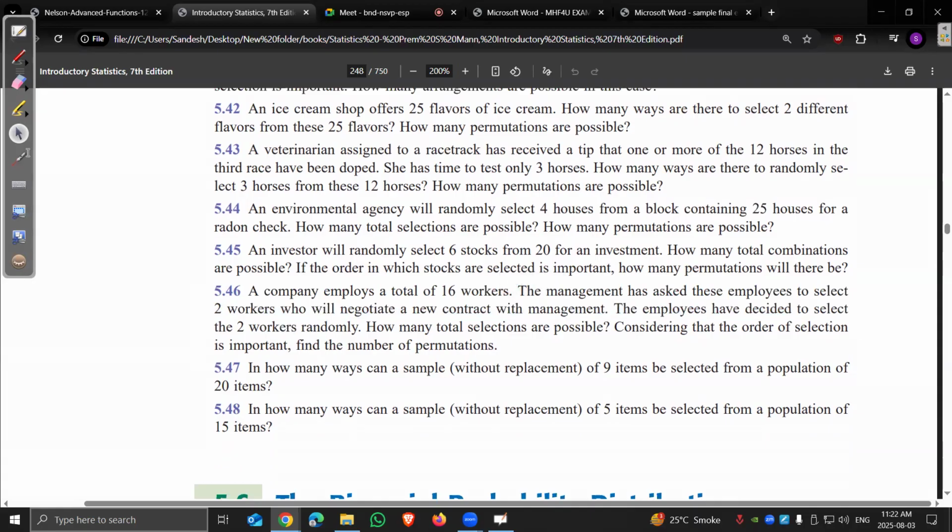In how many ways can a sample without replacement of 9 items be selected from a population of 20 items? Is that permutation or combination? We're selecting 9 items out of 20. Exactly. The next one's also going to be combinations.